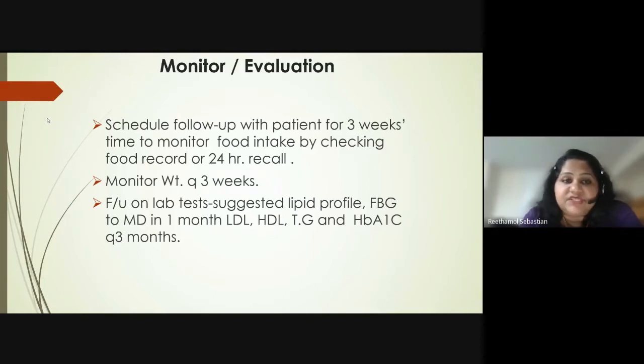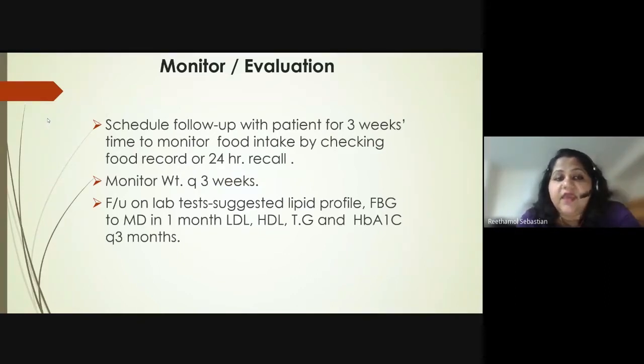And based on the goals, how are we going to monitor or evaluate his progress? Some of the suggestions are to schedule a follow-up with the patient in 3 weeks to monitor food intake by checking the food record. So basically we are asking them to keep a food diary, or maybe we could ask for a 24-hour record when he comes for the next appointment. And we could monitor his weight. So he is 110 kilos, how is he doing now? If he started doing exercise and he's eating healthy, he might have lost maybe 1.5 kilos in 3 weeks, right?